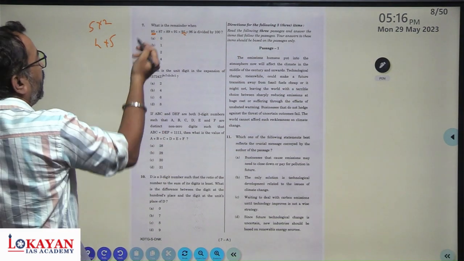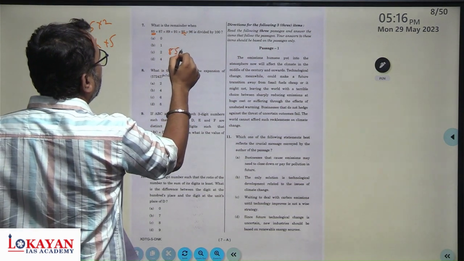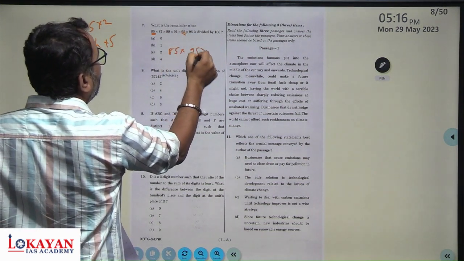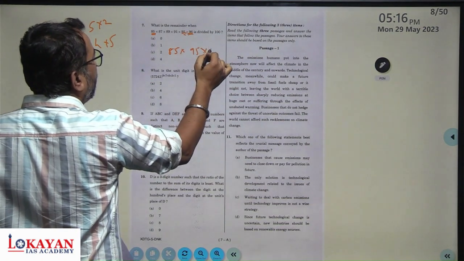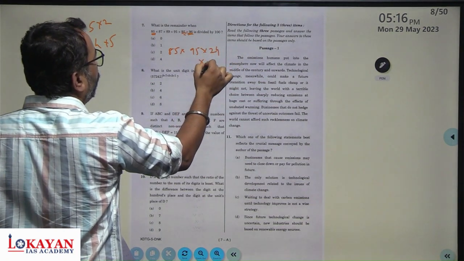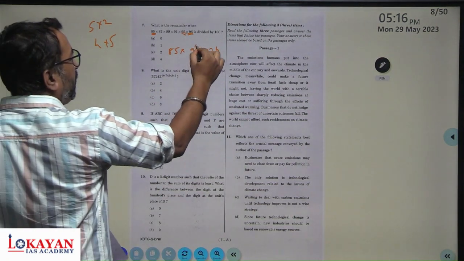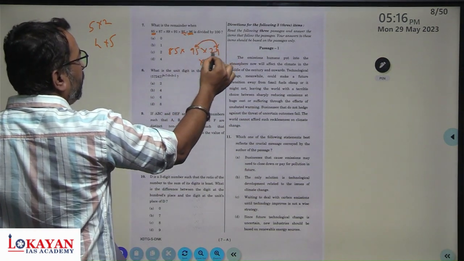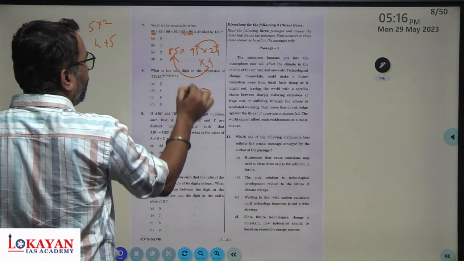So here is 85, here is 95, right? 85 into 95. Now here is 96. 96 can be bifurcated as 24 into 4. Now this 5 will be multiplied by this 4, it will give 10.